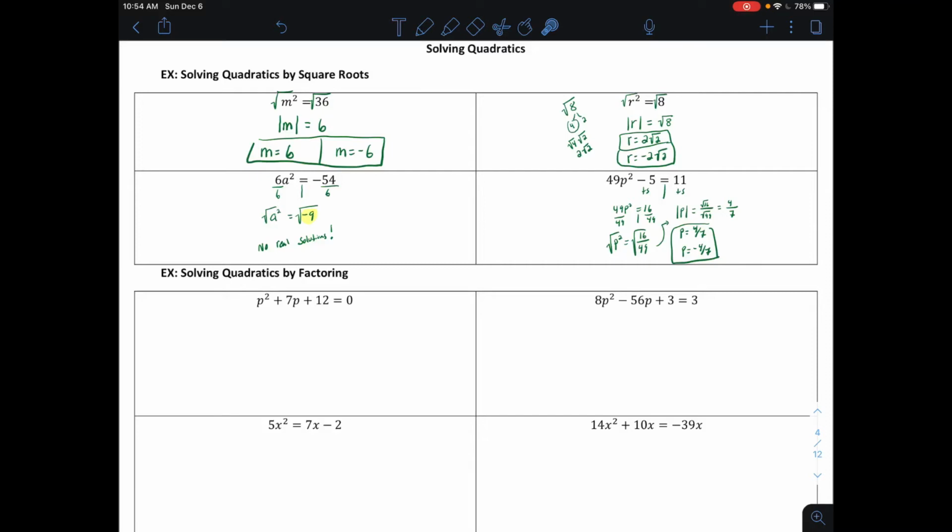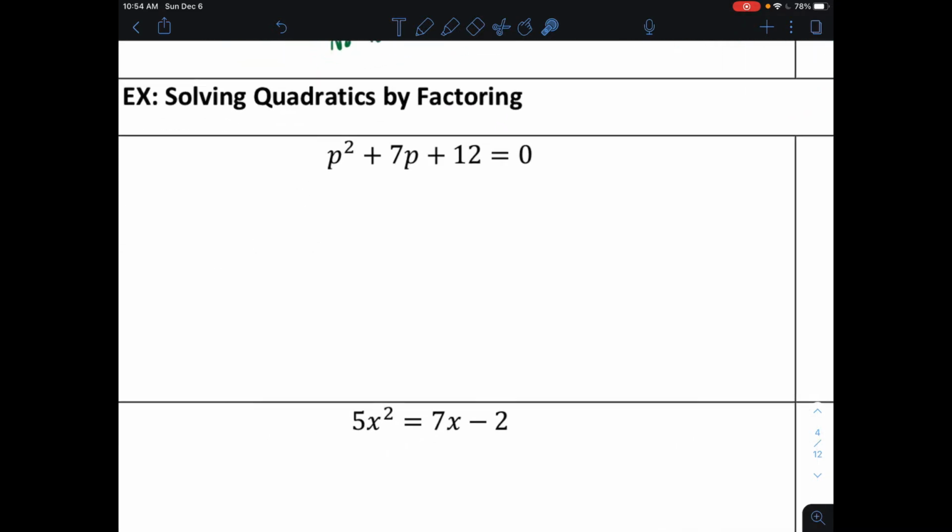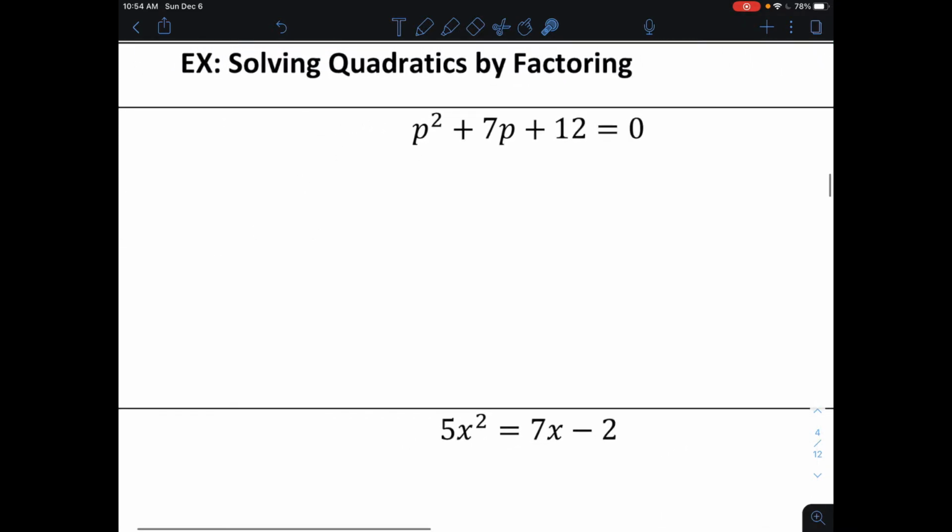Okay, here in this video, we're going to look at solving quadratics by using factoring methods. And so let's look here at our first problem where we have p squared plus 7p plus 12 is equal to 0. So some of our steps here in order to solve by factoring is if you see you have a p being squared or a variable being squared and the variable to the 1 power, you want to make one side of your equation equal to 0 and then proceed.